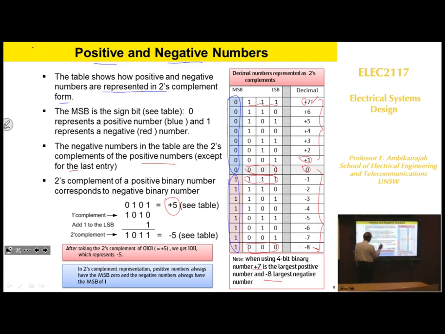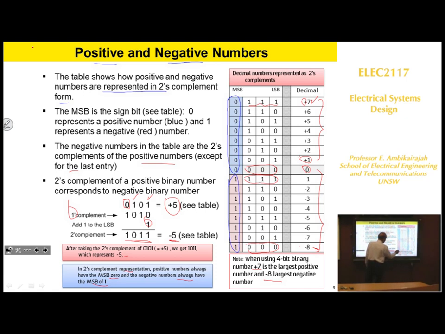Plus 5, as you know, has the most significant bit 0. That is equivalent to 5. Now I take the 1's complement and add 1 to it. I get a number now. That is equivalent to minus 5. That's how you get the negative number. After taking the 2's complement of this, we get that which represents minus 5. So 2's complement representation of positive numbers always has the most significant bit 0, and negative numbers always have the most significant bit 1.